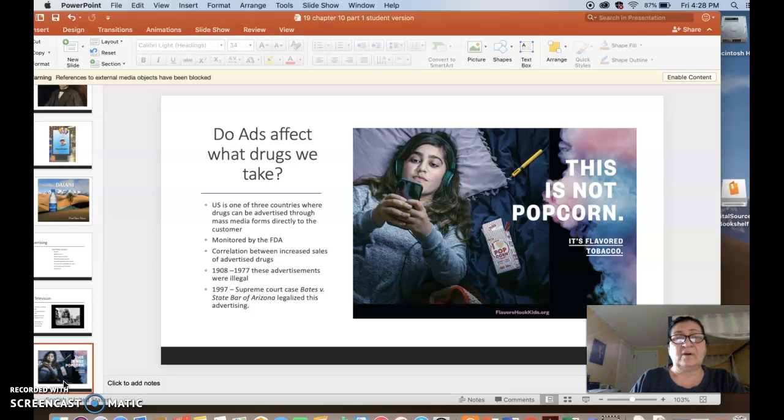But as you know, drugs are monitored by the FDA, the Food and Drug Administration. There is actually an increased dependency. There is a correlation between sales and advertising, so it does work, definitely. From 1908 to 1977, advertising drugs on television or on media was illegal, but in 1977, the Supreme Court case Bates versus State Bar of Arizona legalized this type of advertising.